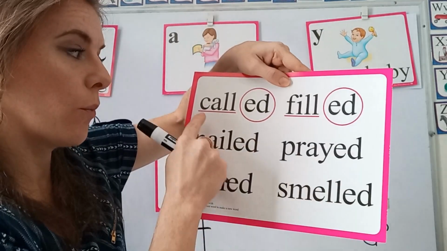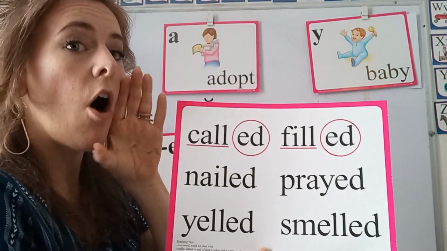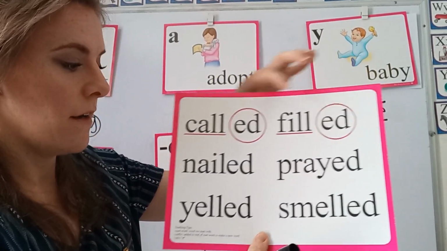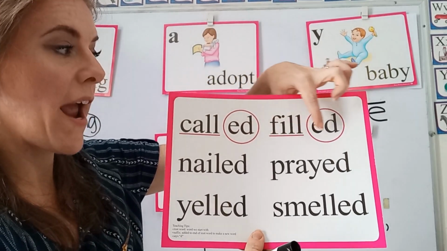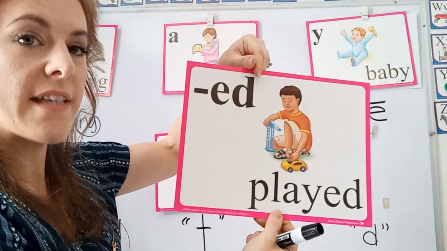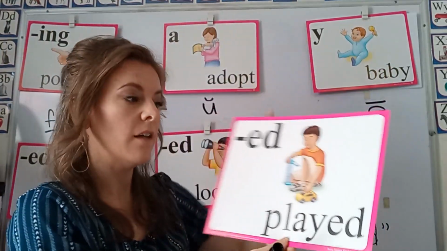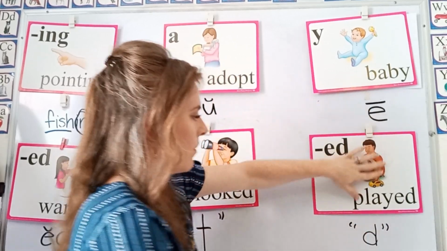a new word. The root word is call. With the ED, it's called. Fill, filled. Nail, nailed. Pray, prayed. This special sound makes the D sound, d, d, d, when it's at the end of the word.